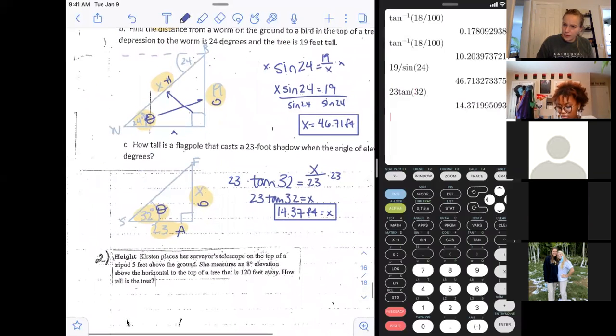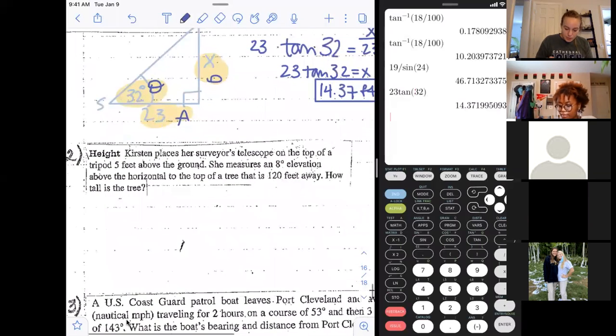All right, I know I went through that quickly, but are we okay with that? Awesome, okay. Next one, Kirsten places her surveyor telescope on top of a tripod 5 feet above ground. She measures an 8-degree elevation above the horizontal to the top of the tree that is 120 feet away. How tall is the tree?